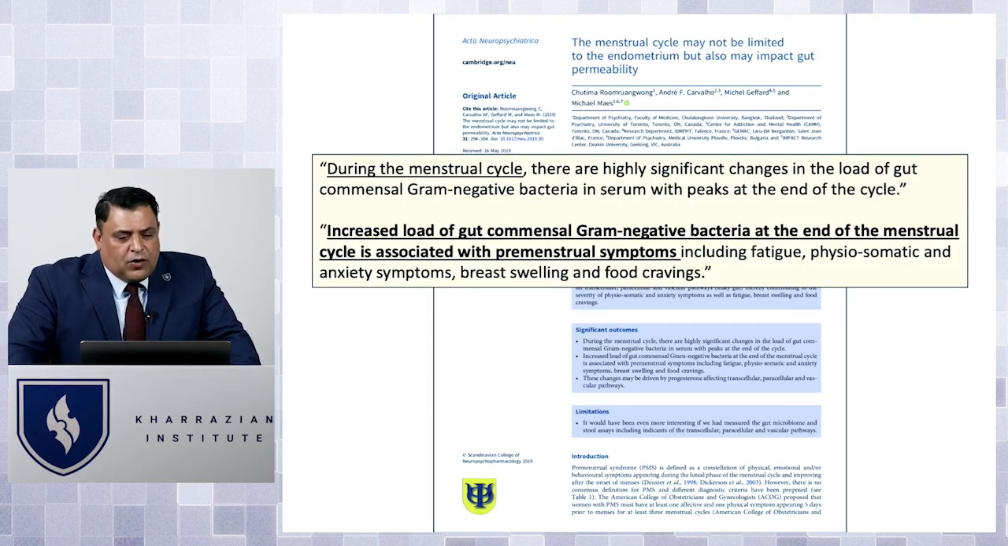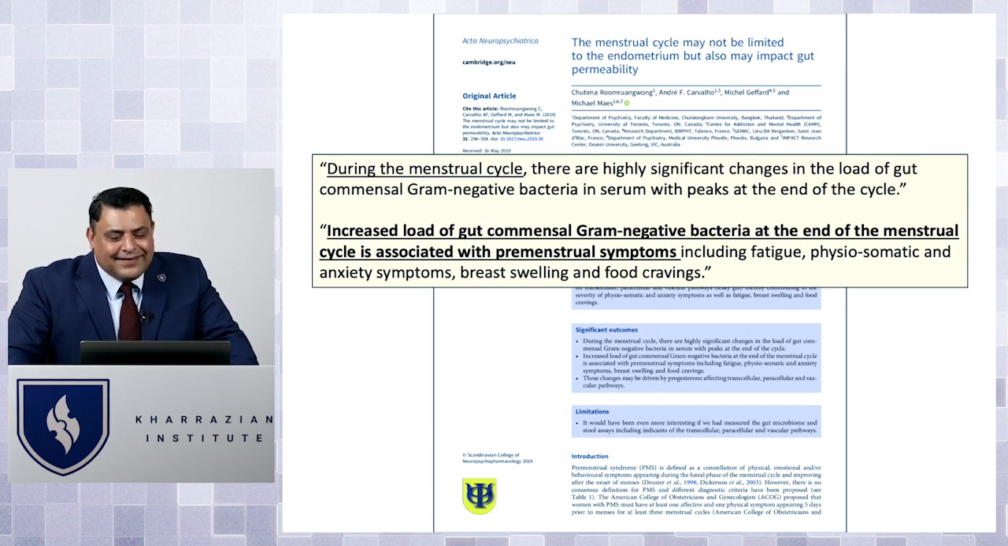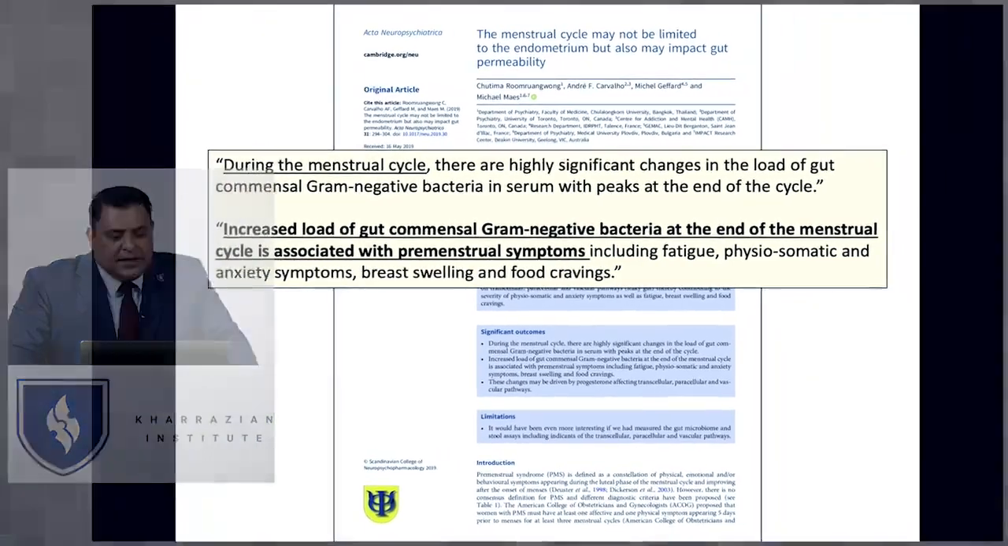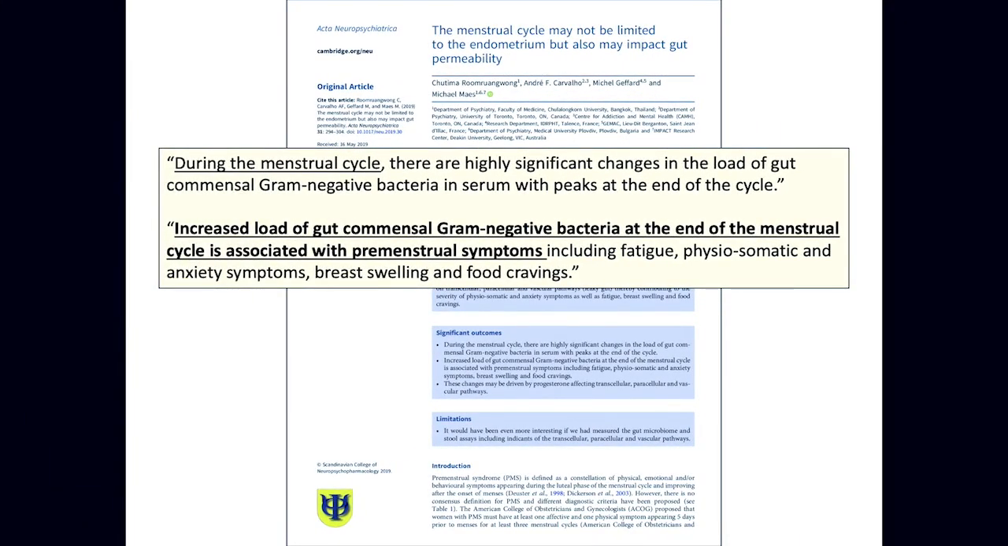Okay, this is a paper called The Menstrual Cycle May Not Be Limited to Endometrium, but also may impact gut permeability. During the menstrual cycle, there are highly significant changes in the load of gut commensal gram-negative bacteria in the serum with peaks in the end of the cycle. Increased loads of gut commensal gram-negative bacteria at the end of the menstrual cycle is associated with premenstrual syndromes, including fatigue, psychosomatic anxiety symptoms, breast swelling, and food cravings.